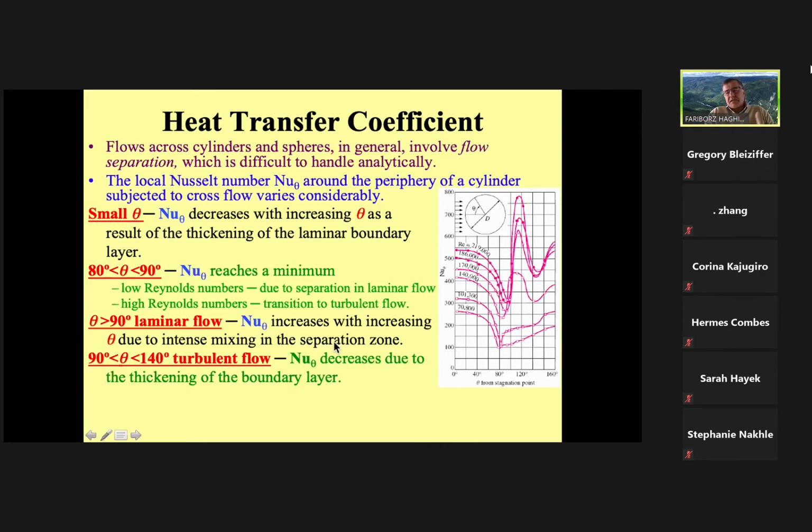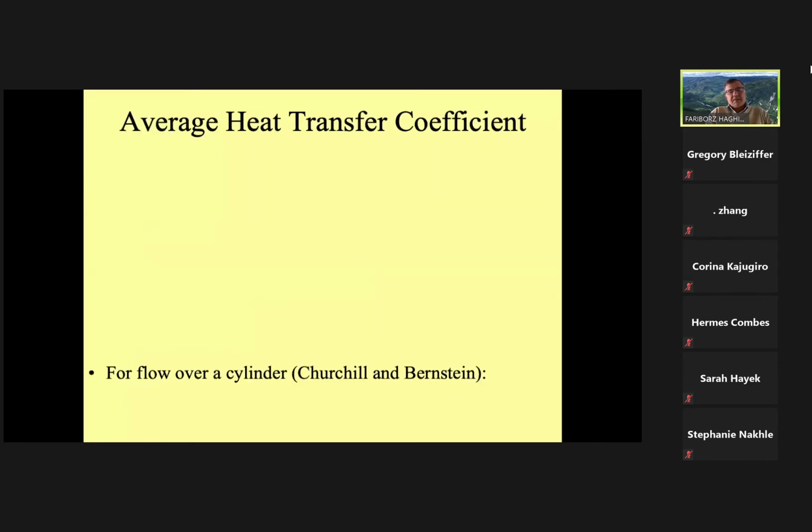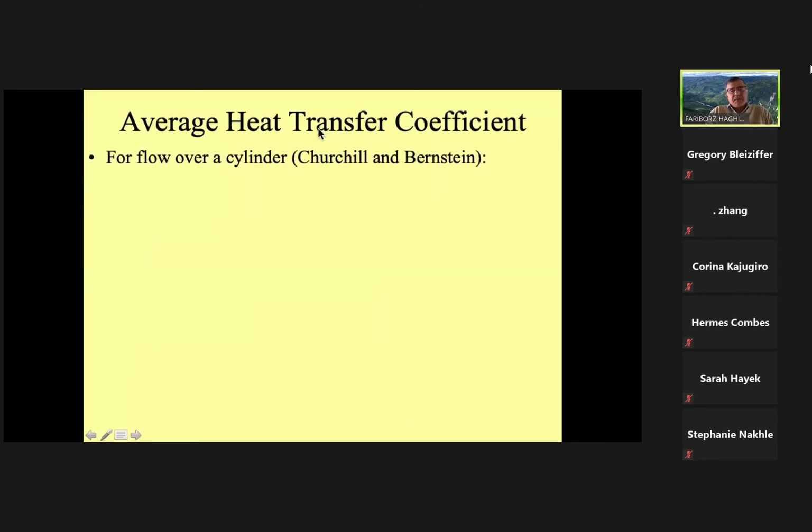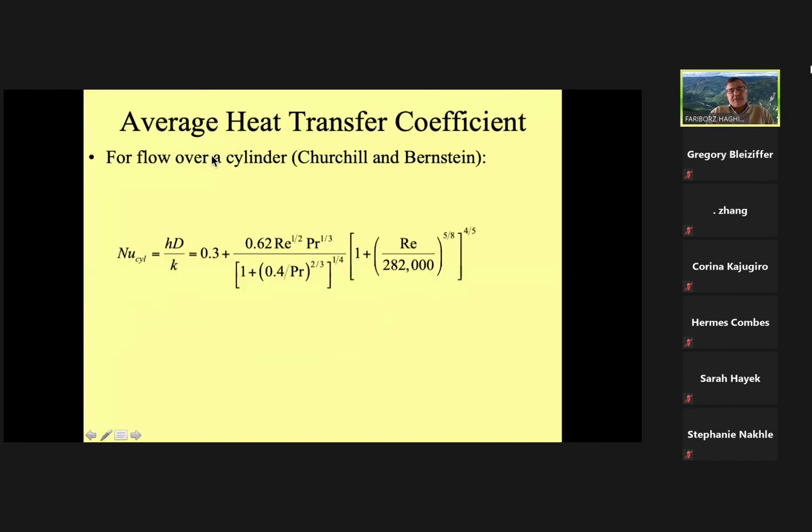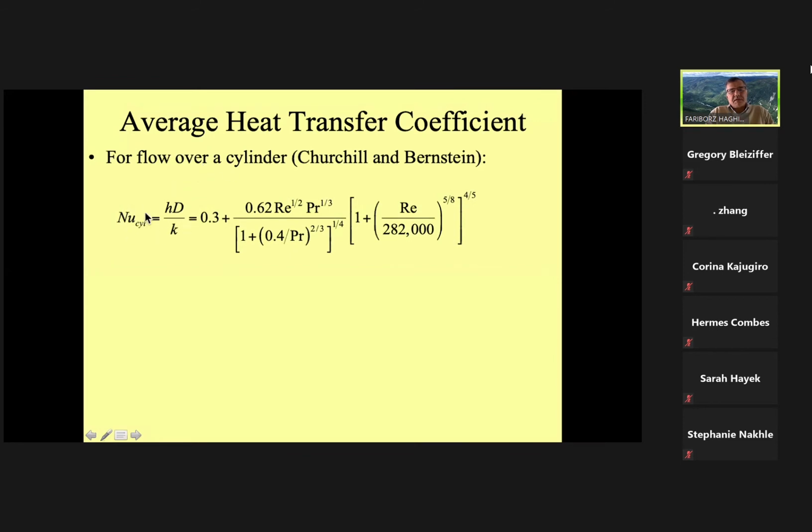But in most of the applications that we're considering, we're not looking at a specific point. We look at what is the total heat transfer coefficient from this pipe or a sphere. Therefore, we are looking at the average heat transfer coefficient. And to do that, we have a set of average heat transfer correlations. This is the equation that we are using for flow over a cylinder. This represents the average Nusselt number, and here the characteristic length is again the diameter, and you can calculate it based on this equation, okay?